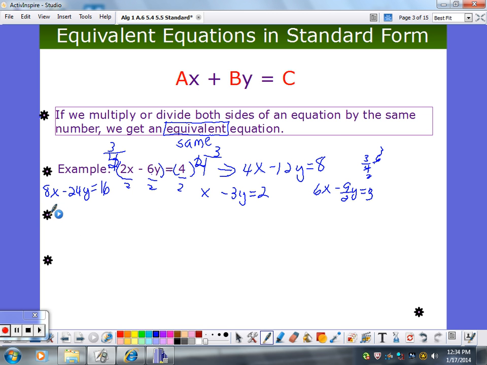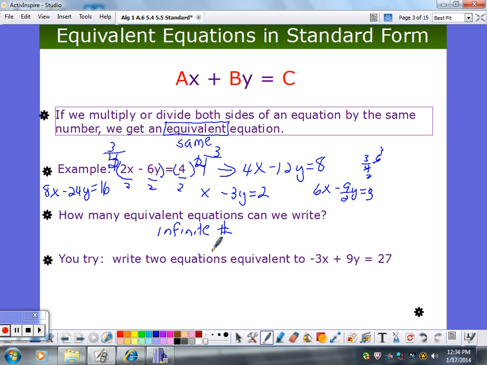So here's my question. How many equivalent equations can I create? Infinite number, because you can multiply or divide by an infinite number of them. Yes, you can. So here's what you try. This is on your paper where it says examples. A was the one we just did, 2x minus 6y equals 4. B, come up with just 2 equivalent equations to negative 3x plus 9y equals 27.